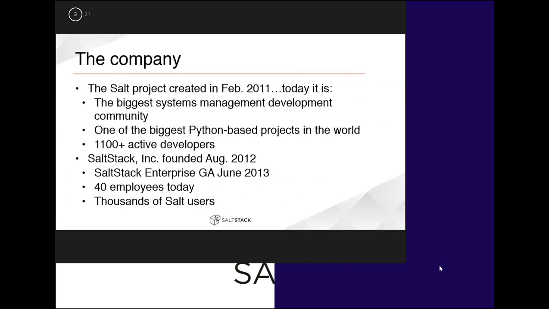So a little quick background on SaltStack, the company and the project, and where we've come from. I started writing the Salt project in February of 2011, and it has grown into one of the biggest Python development communities and Python projects in the world today. Which is very, very exciting. We merge a ridiculous amount of pull requests as the code base continues to grow and be refined. The company behind SaltStack was founded in August of 2012, and we're currently around 40 employees and growing very, very quickly. We're actually in the middle of a lot of growth to just keep up with our customer demand.